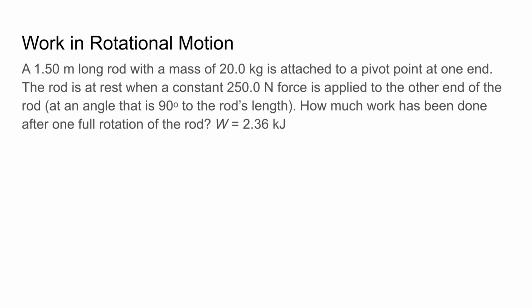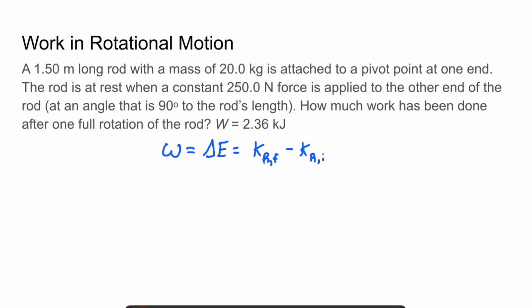So there are a few ways we can tackle this, right? Right now, the tools we have: we think about our work, we know it is our change in energy, right? So in this case, if we take our final rotational kinetic energy and subtract out our initial rotational kinetic energy, then we can get the amount of work that's done. And since it starts at rest, our initial kinetic energy is zero. So we just have to find our final rotational kinetic energy.